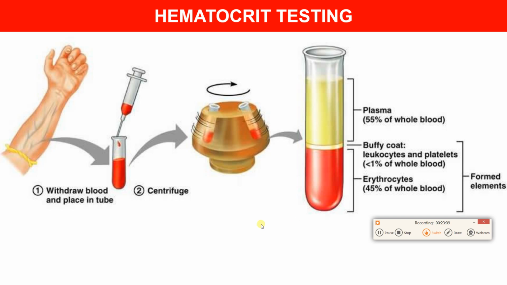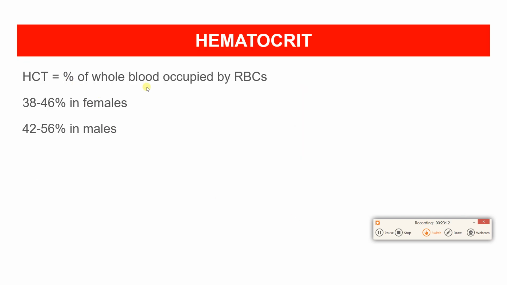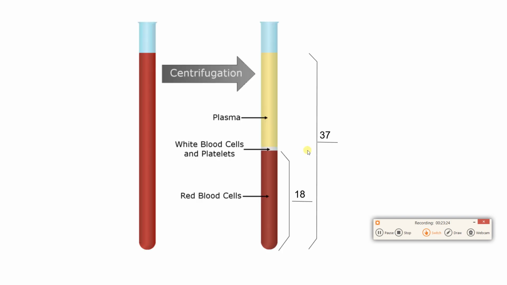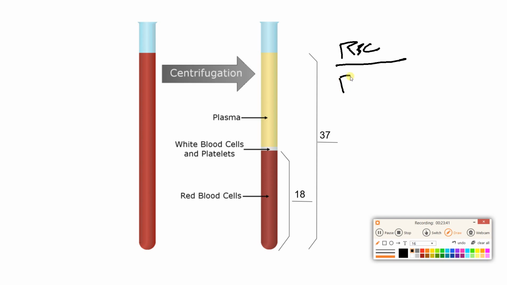Now, hematocrit is the percentage of whole blood occupied by red blood cells. Usually in the low 40s for ladies, usually in the upper 40s to 50s for boys. Okay? Now, how do we actually do it? Well, after we centrifuge the blood, we've got our blood sample. One thing we can do is take a measurement: red blood cells divided by all the blood, and I can turn that into a percent by multiplying by 100.